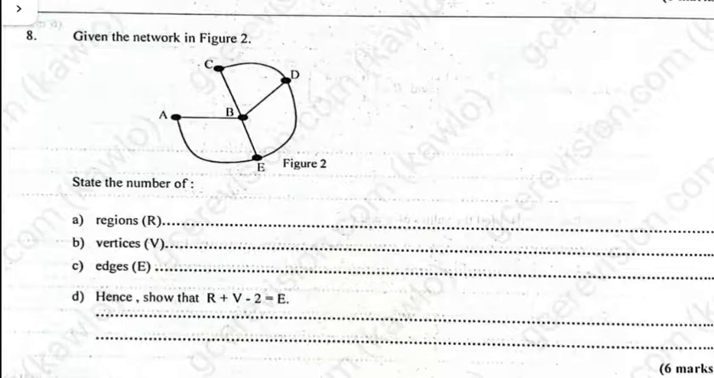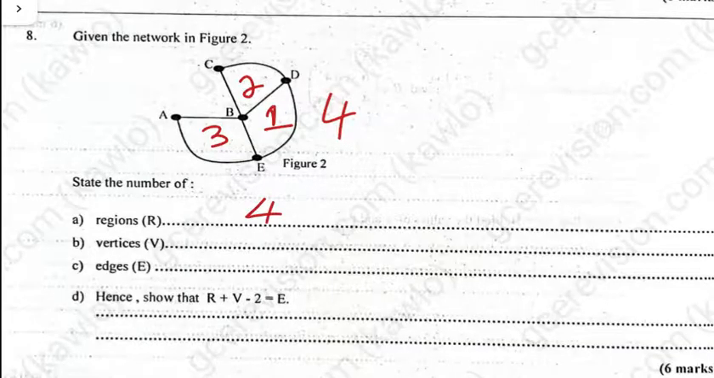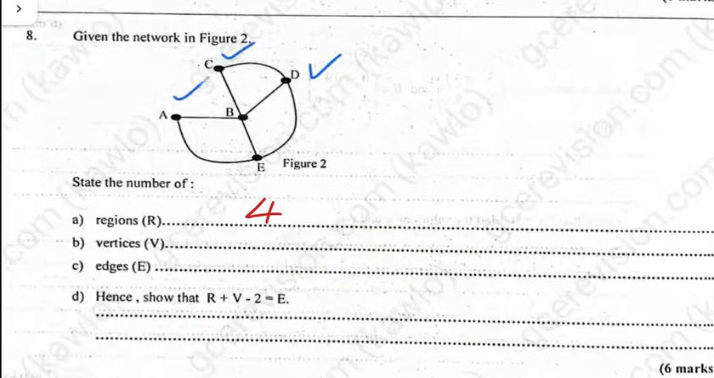Let us count them. Let me use numbers for us to count. We have region number 1, region number 2, region number 3, and the region outside, region number 4. So the number of regions, we have 4. Number of vertices. What are vertices? The vertices are the endpoints, okay? So for the endpoints, let's count and see what we have. We have D, we have C, we have A, we have B, and we have E. How many vertices are there? 5. We have 5 vertices.